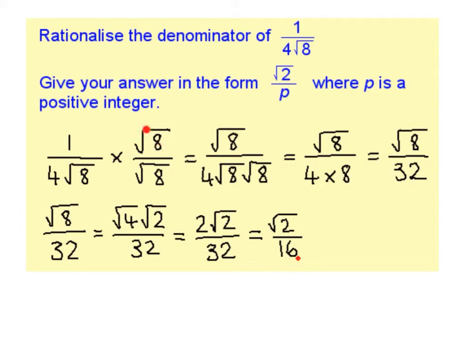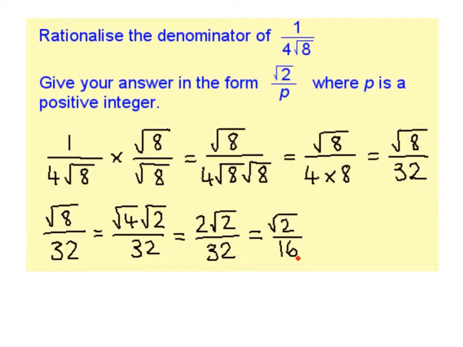So 1 multiplied by root 8, top by top, is going to be root 8. And 4 root 8 multiplied by root 8 is going to be 4 root 8 root 8. Root 8 times root 8 gives us 8. And 4 by 8 is 32, and we just bring over the root 8 as our numerator. Now, at this point, we have actually rationalised the denominator. The denominator doesn't contain a square root anymore.